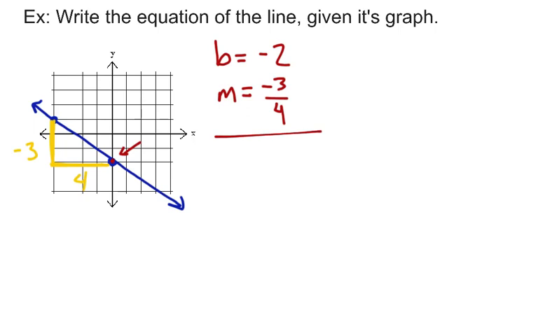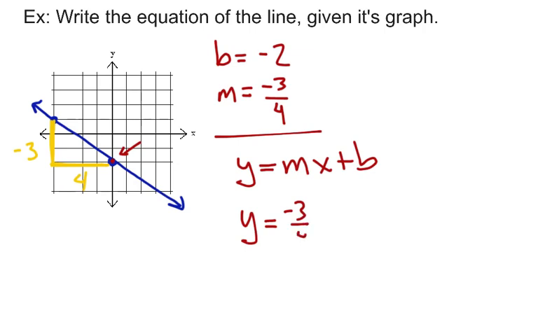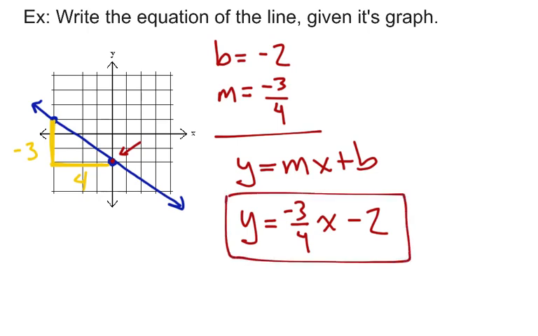That's everything we need to come up with its equation, just using slope-intercept form, y equals mx plus b. We take these numbers and plug them in where they go. y equals m, the -3/4, x, plus b, -2, is its y-intercept. And we're done.